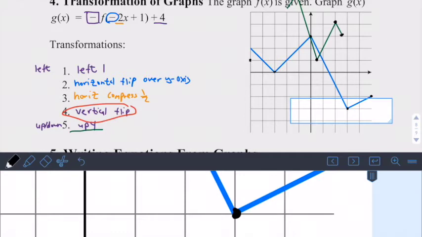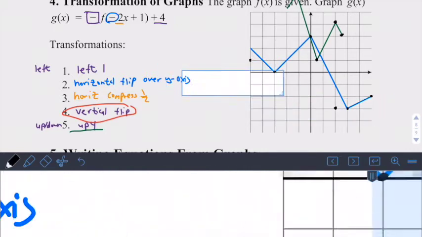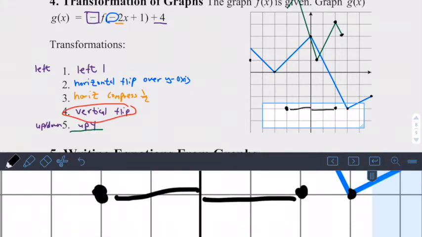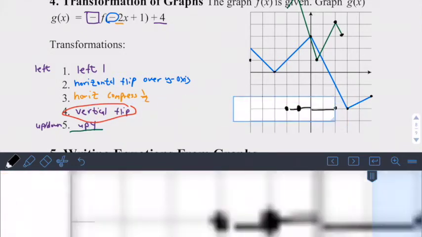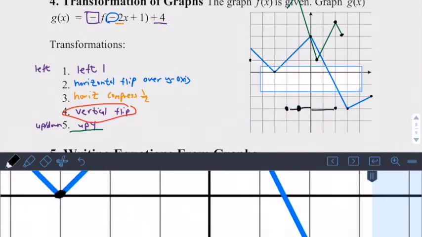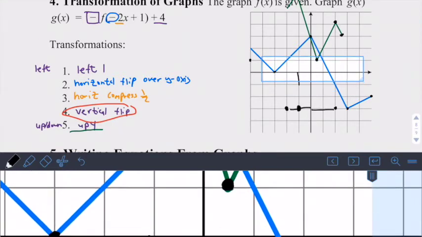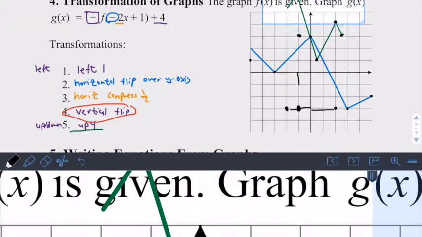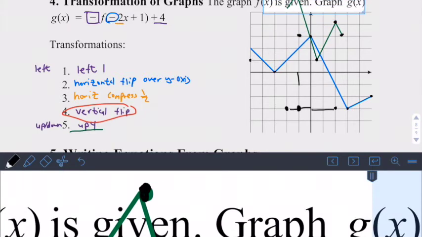Now I do the same thing with this point. I move it left 1. I horizontally flip it over the y-axis, so it's 2 away, so I need to move it 2 away this way. Then I horizontally compress it. It's 2 away, so now I'm only going to go half as far. Then my vertical flip, I am 1, 2, 3 away from this axis, so I need to go 1, 2, 3 away. And then I move it up 4. 1, 2, 3, 4. Here's this point.